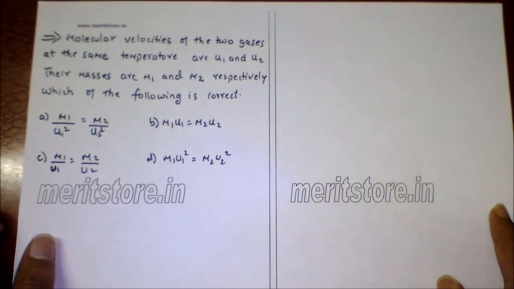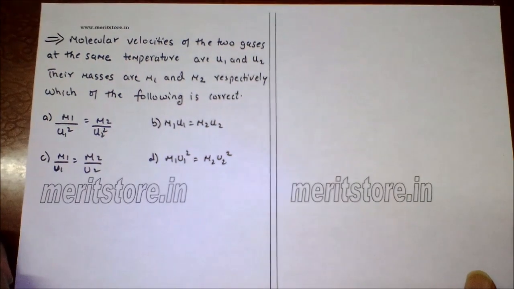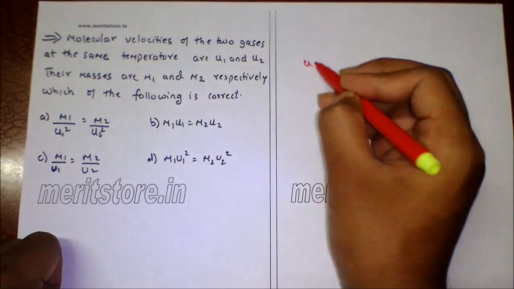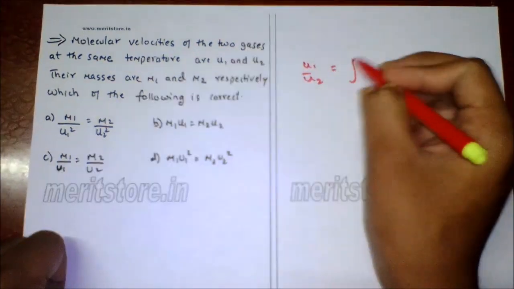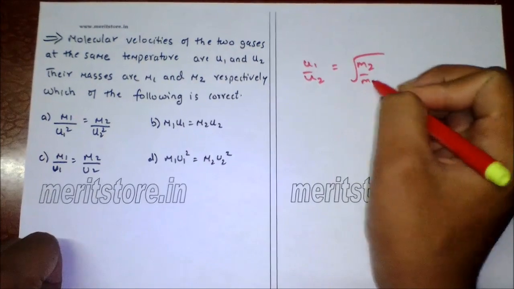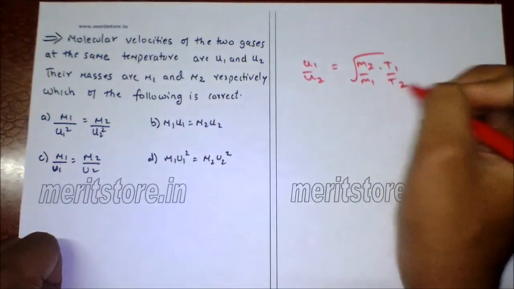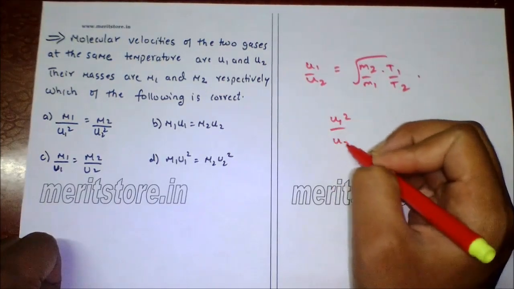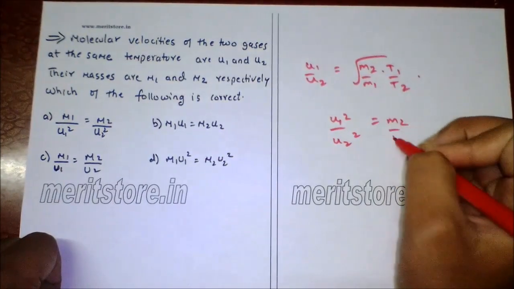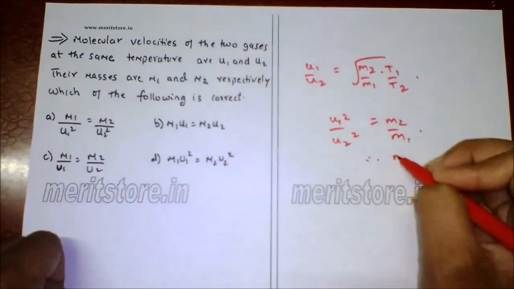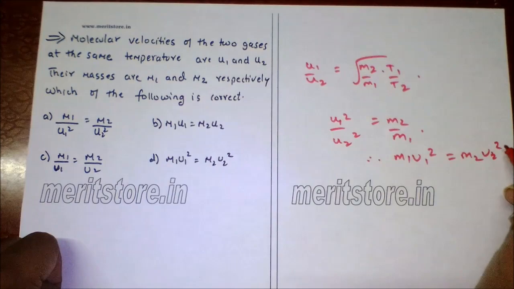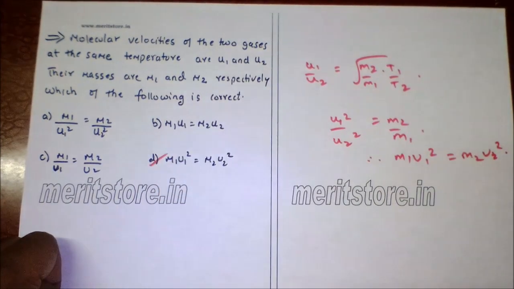Molecular velocities of two gases at the same temperature are U1 and U2. Their masses are m1 and m2 respectively. Which of the following is correct? So U1/U2 = root of (m2/m1 × T1/T2). Since T1 is equal to T2, we can write this as U1²/U2² = m2/m1. Therefore, m1U1² = m2U2². So option D is the correct answer.